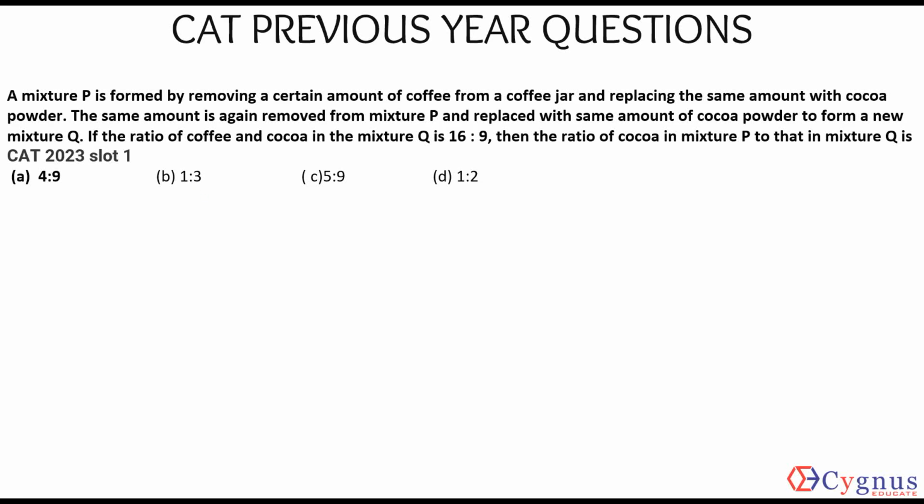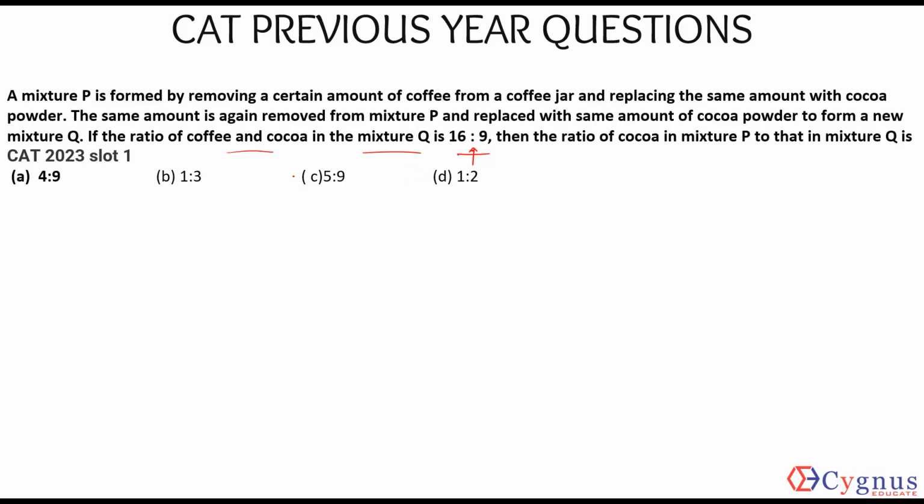A mixture P is formed by removing a certain amount of coffee from a coffee jar and replacing the same amount with cocoa powder. The same amount is again removed from mixture P and replaced with the same amount of cocoa powder to form a new mixture Q. If the ratio of the coffee and cocoa in the mixture Q is 16 is to 9, this is a new ratio, then the ratio of the cocoa in mixture P to that in mixture Q is how much?